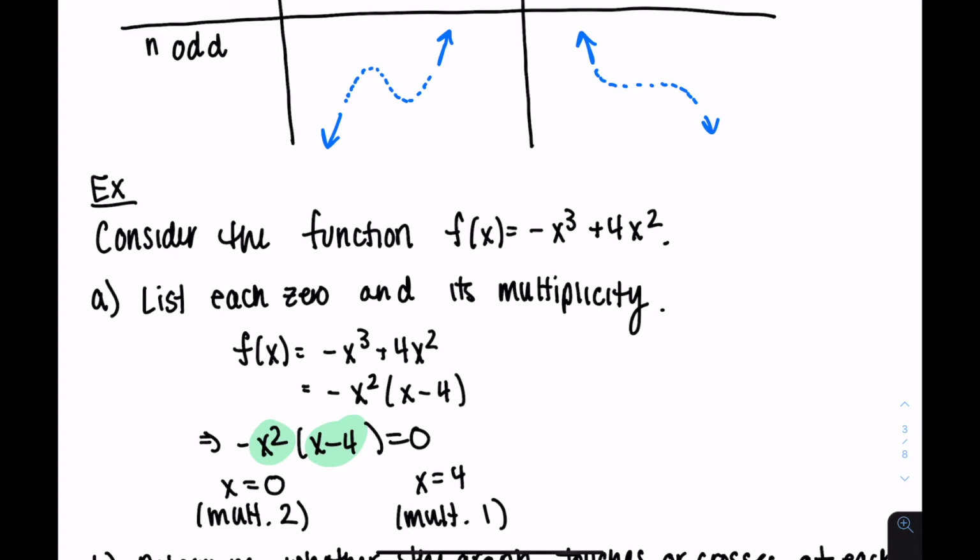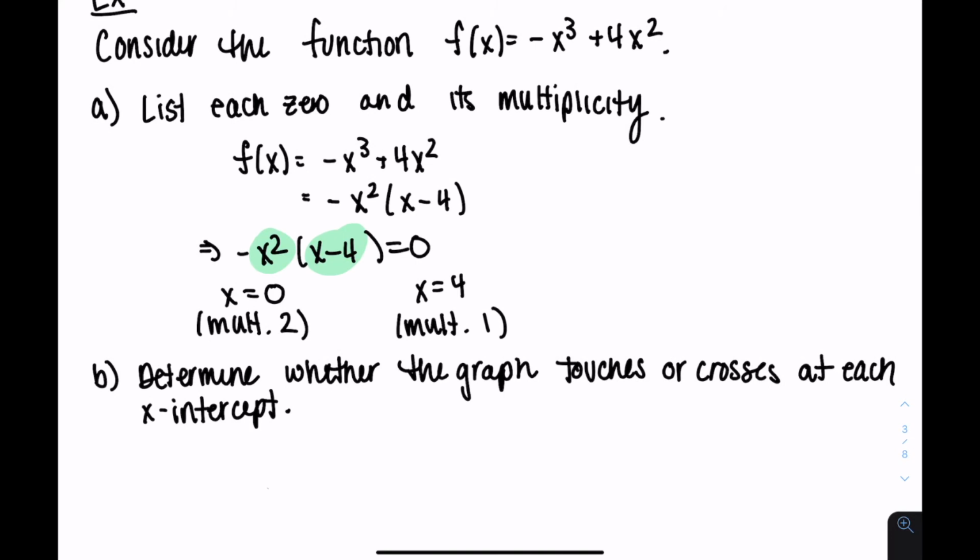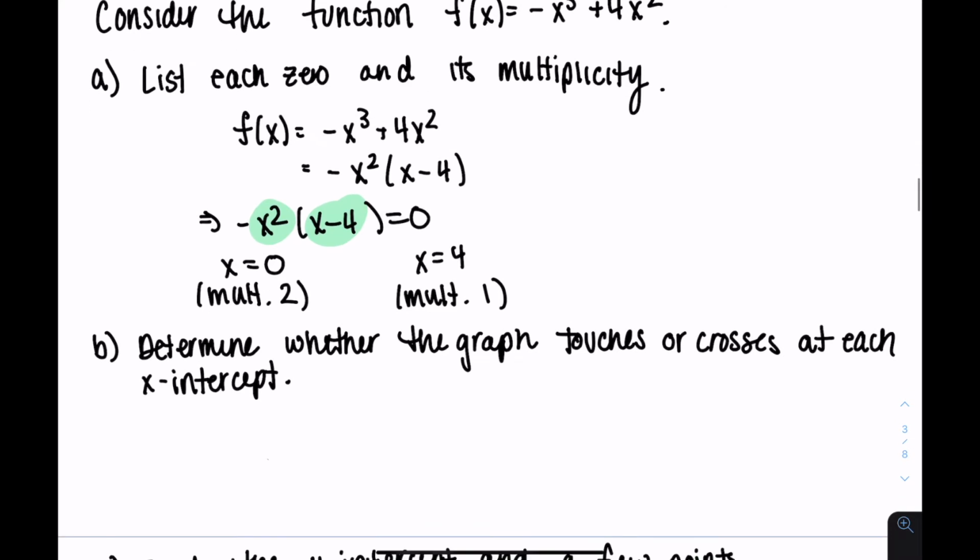That 0 happens twice. So now that we have the zeros, let's determine whether the graph touches or crosses at each of those intercepts. For x equals 0, it's an even multiplicity, so it's just going to touch the graph there. X equals 4 has odd multiplicity, so it's going to cross through at x equals 4.